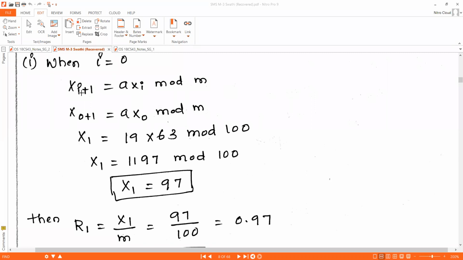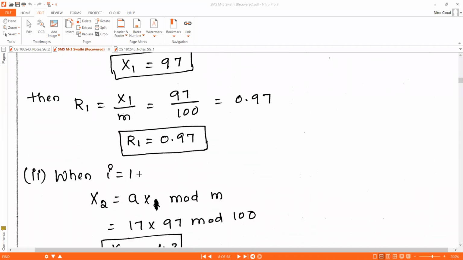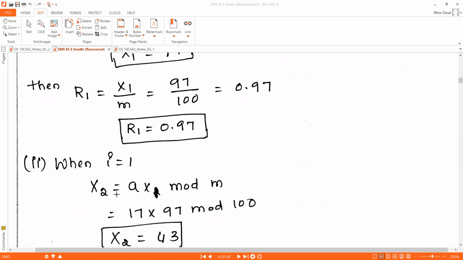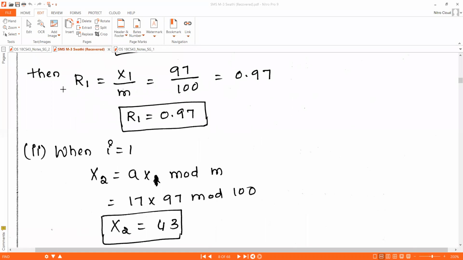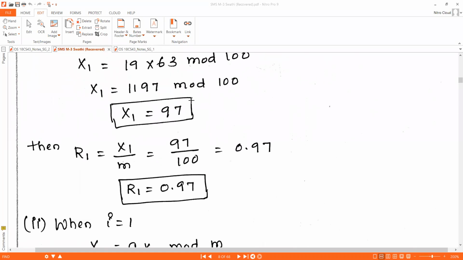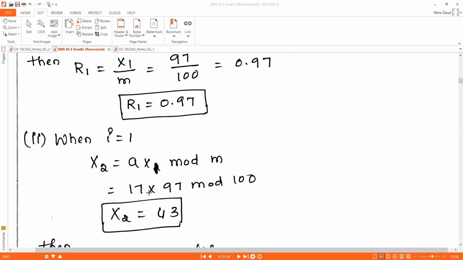Okay. I equal to 1, you substitute here. We will get 1 plus 1, x2 equal to a into x1 mod m. Here a value is given in the question, that is 17, and x1 value we have calculated here. X1 value, how much we got? X1 value we got is 97. 17 into 97 mod m, the m value is also given in the problem, that is 100. Okay. 17 into 97 mod 100 will get 43. That is nothing but x2 value.